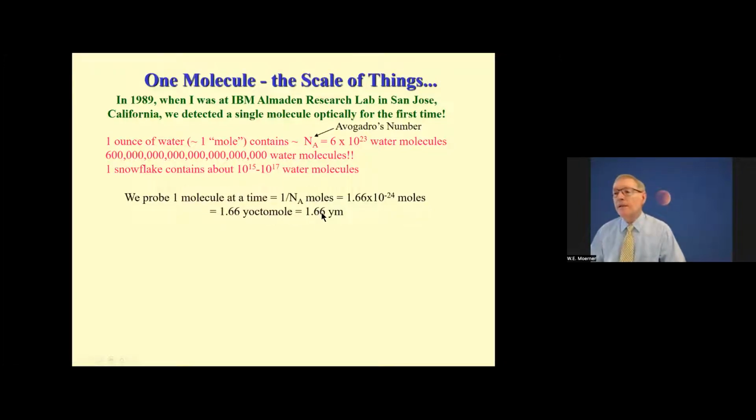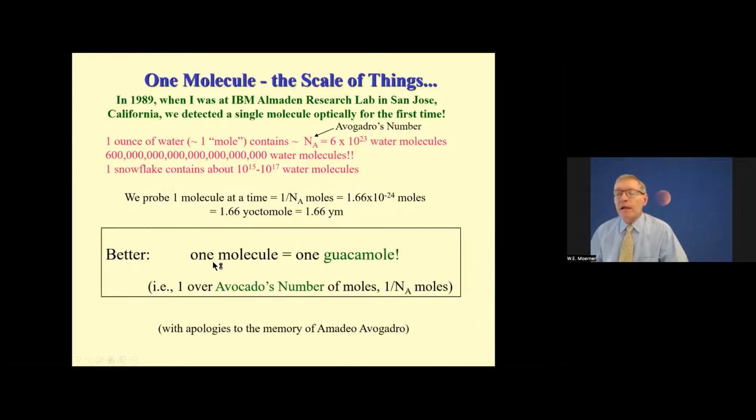Of course, it's a little silly to talk about a single object with these decimal points and so on. So we think it's a little bit better to call one molecule 1 guacamole, which is really 1 over Avogadro's number of moles. And I apologize to Amadeo Avogadro here. Hopefully you could see that this is a joke. We're making a little pun here. Guacamole is, of course, a delicious food made out of avocados that you may have seen in Mexican cuisine. But in any case, as a little joke, we might call one molecule a guacamole.